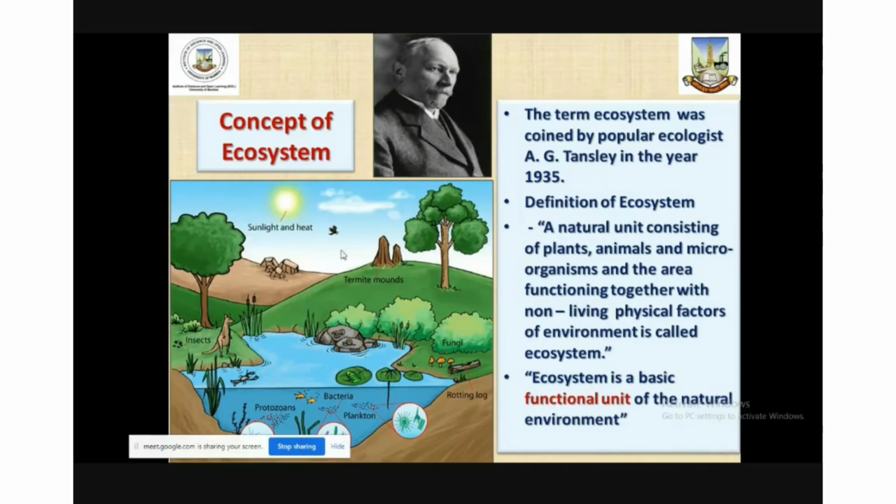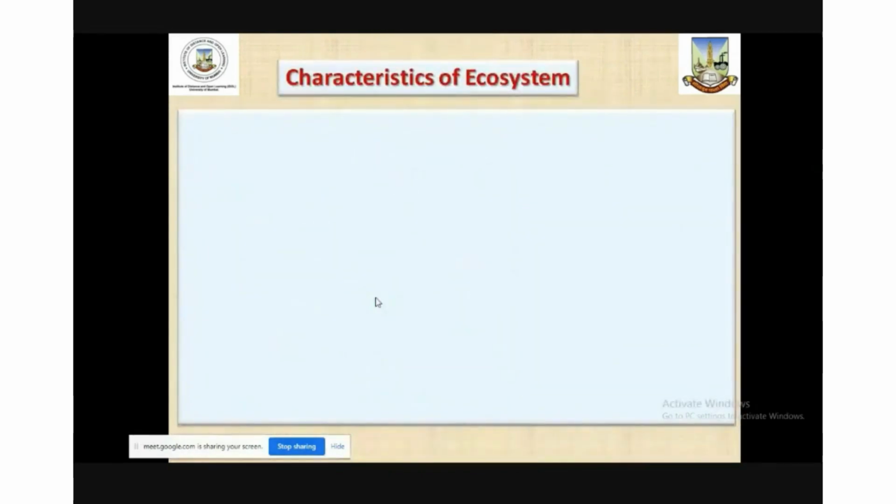And therefore, when energy transfer is concerned in the ecosystem, that leads to the occurrence of several processes and systems, and that is the reason why the ecosystem is considered the functional unit of the natural environment.